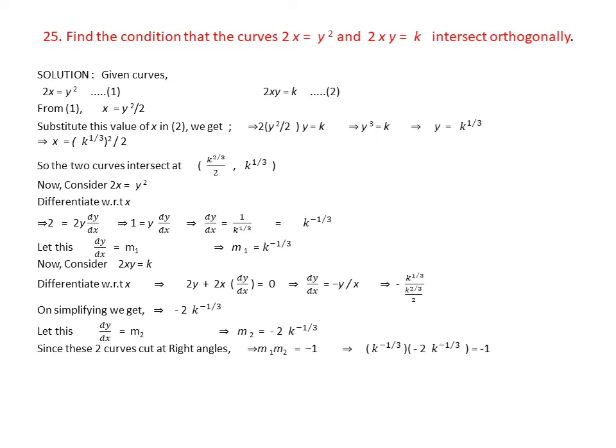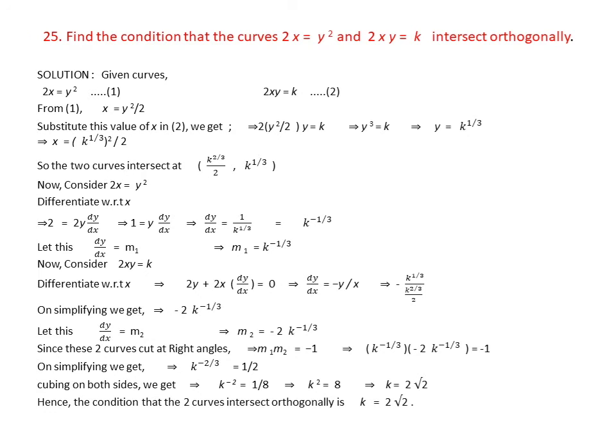Now, like I had said earlier, if the two curves intersect at right angles, that is, they're perpendicular to each other, then they should satisfy the condition of perpendicularity. That is, m1 × m2 should give me -1. And when I substitute the values of m1 and m2 in this particular condition, I get the corresponding value of k as 2√2 after solving it. So I get the condition that if k = 2√2, then these two curves given to you as 2x = y² and 2xy = k will intersect orthogonally.